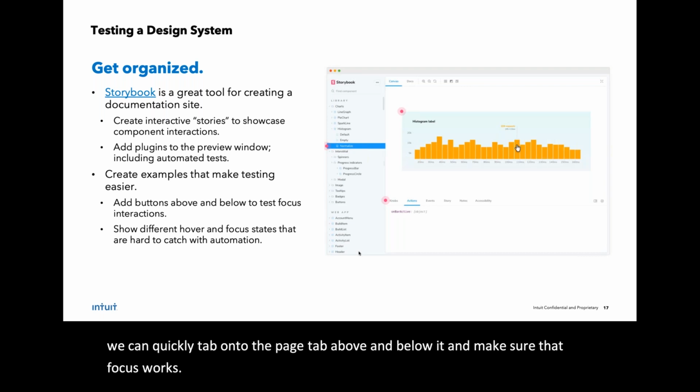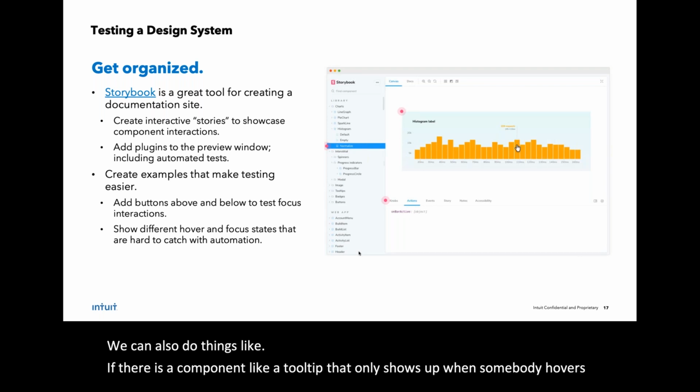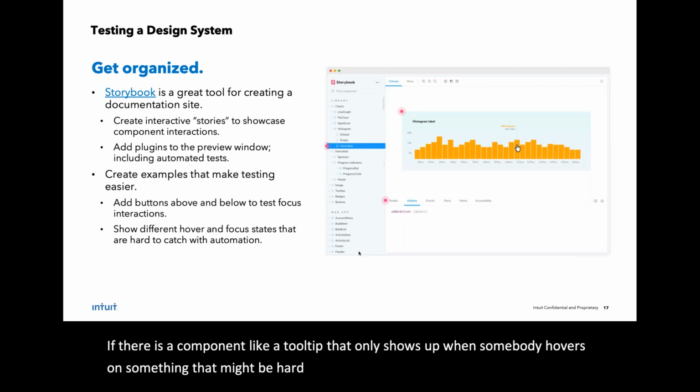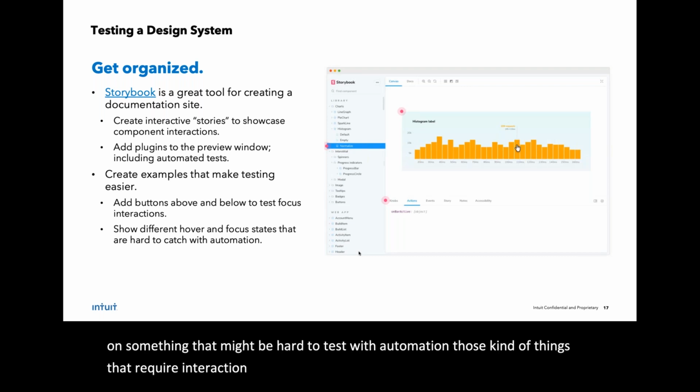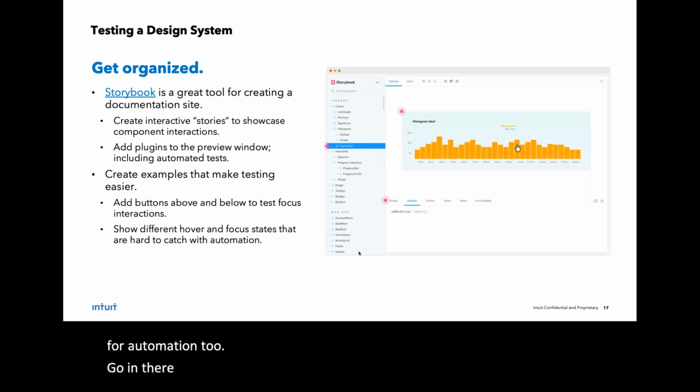We can also do things like if there's a component like a tooltip that only shows up when somebody hovers on something, that might be hard to test with automation. Those kinds of things that require interaction to appear are often hard to work with. So we can actually make a story where we always apply the hover to it so that it's easier for our automation to go in there and interact with that particular component.